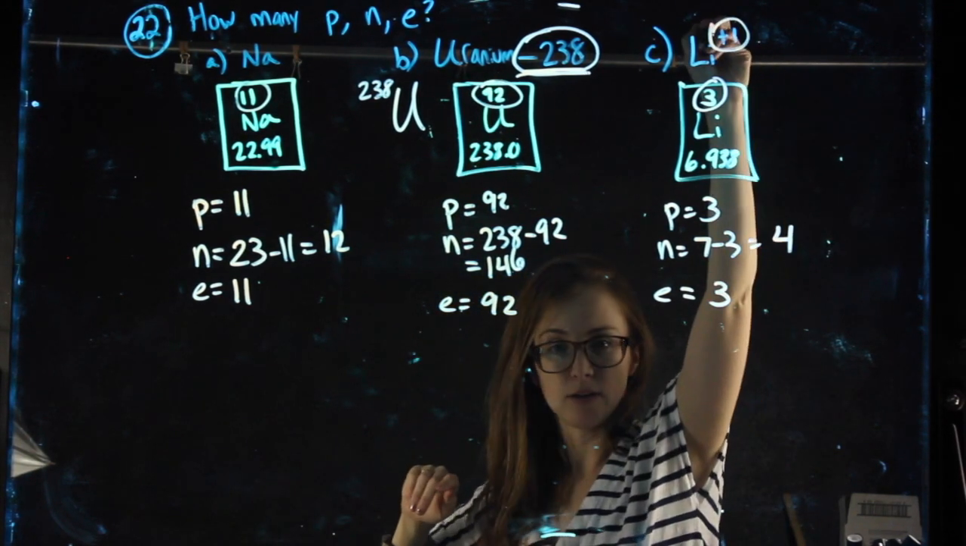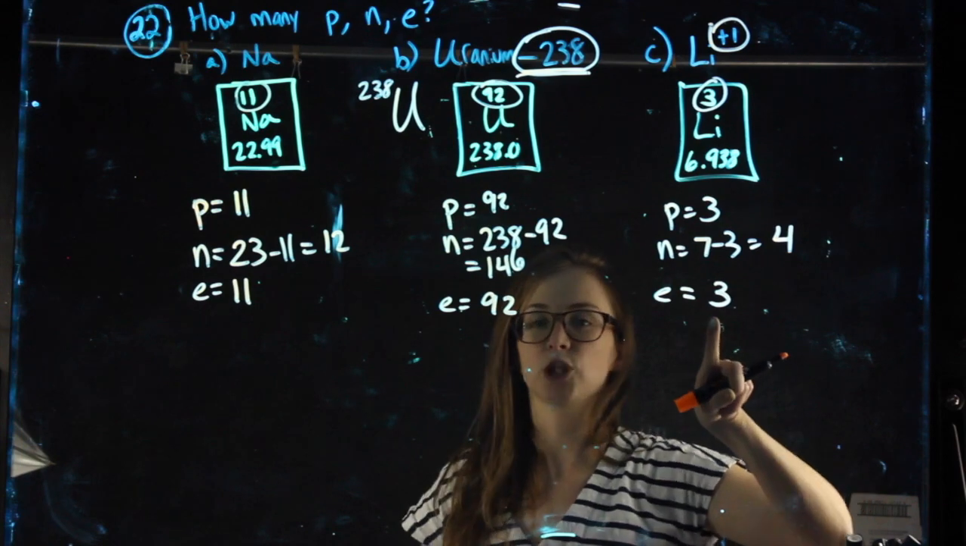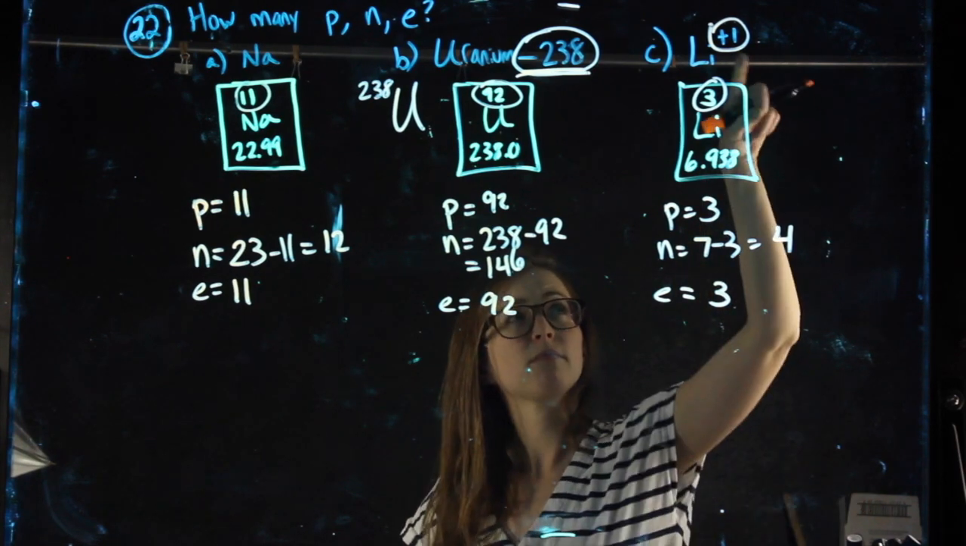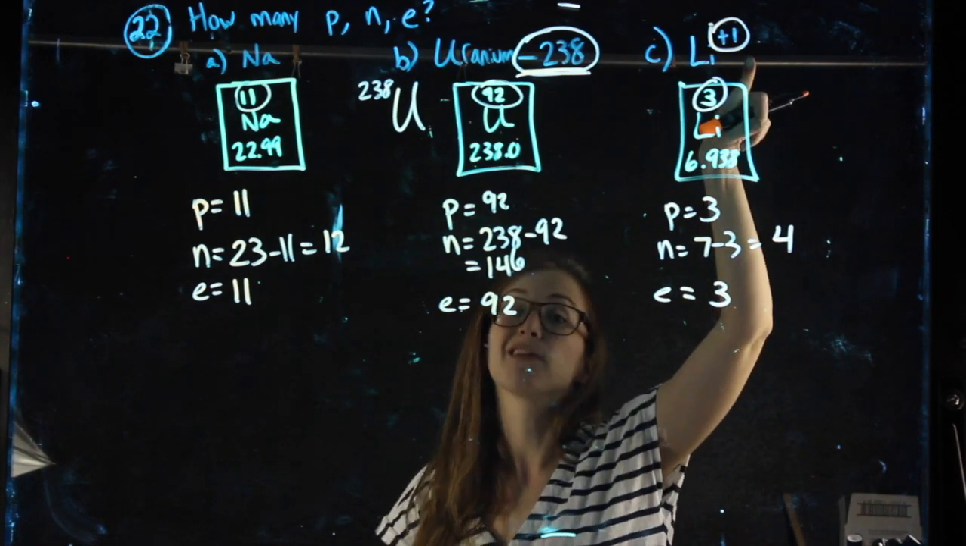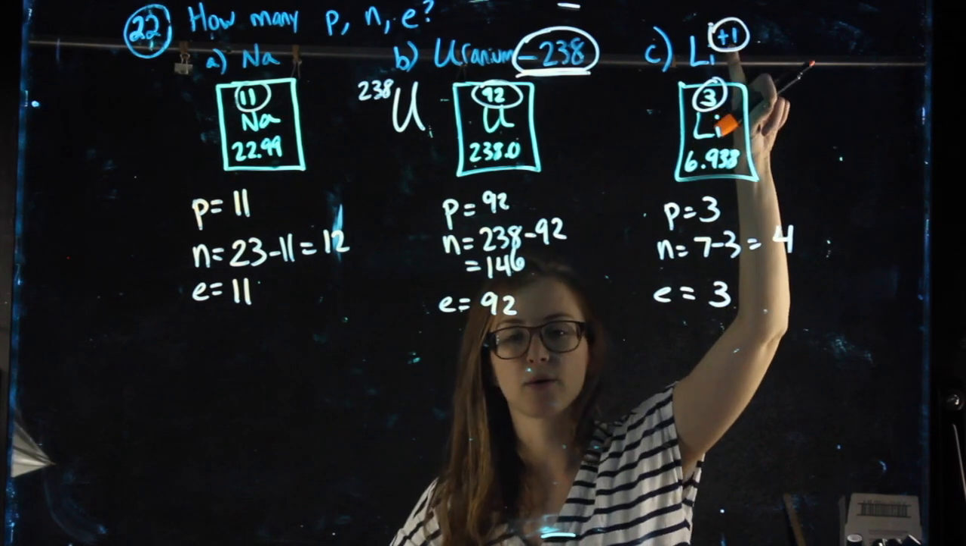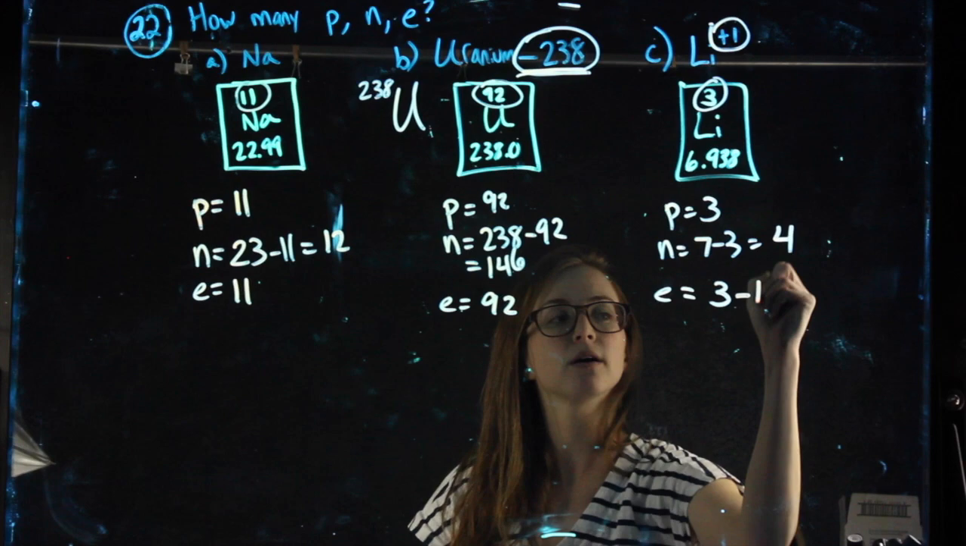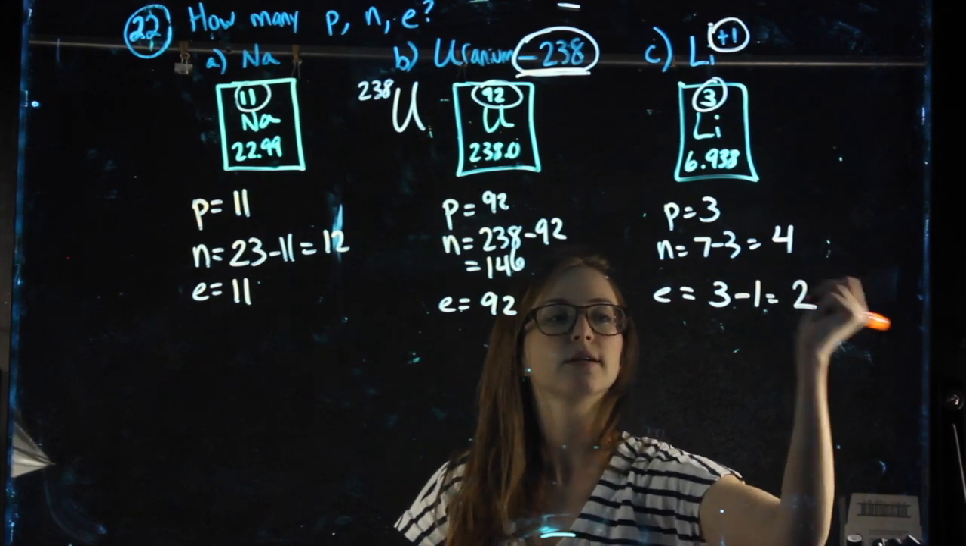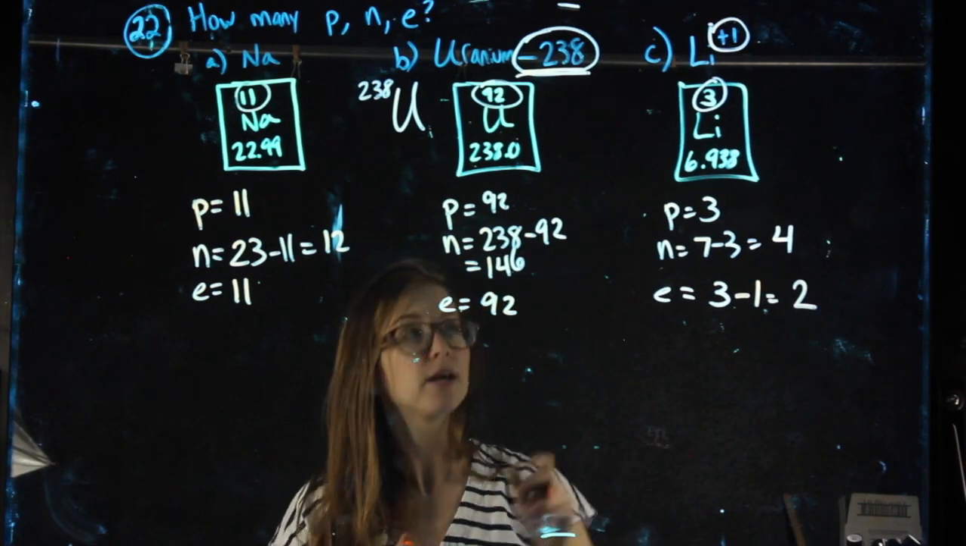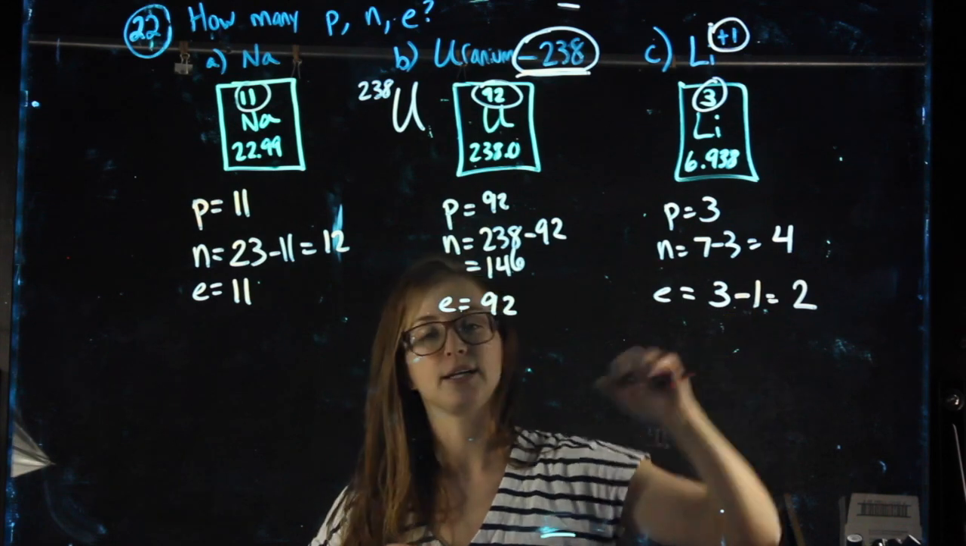This is an ion. Ions mean we have to adjust our number of electrons. A positive 1 ion means we have lost 1 electron. It's different than what a plus sign implies. We've lost 1 electron, so from this number, subtract 1, and we would get 2. If it were a negative ion, we'd add, we'd gain electrons.